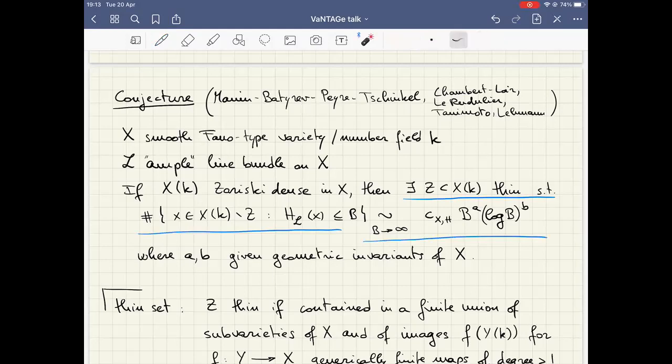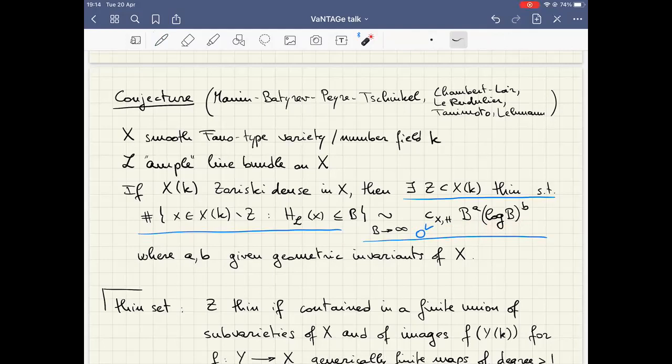So we are going to count points in X, but not inside the thin subset Z. So we allow ourselves to just remove such a thin subset. And then we're going to look at such points when they have height at most B. And if we look at this as a function of B, and then we take the variable B to infinity, then the conjecture says this is going to be asymptotic to a constant C, which is going to be a positive constant. And then we get a power of the bound B and the power of the logarithm of the bound.